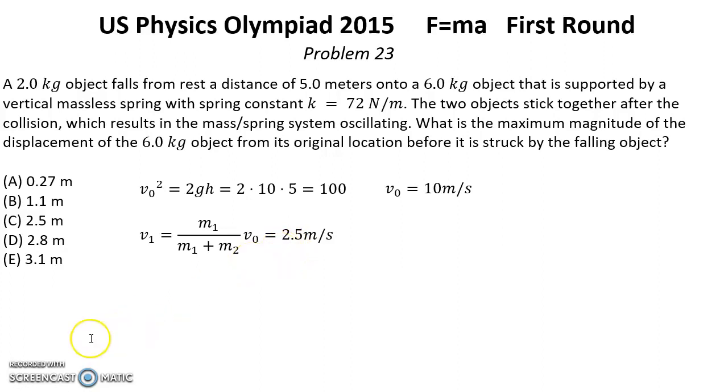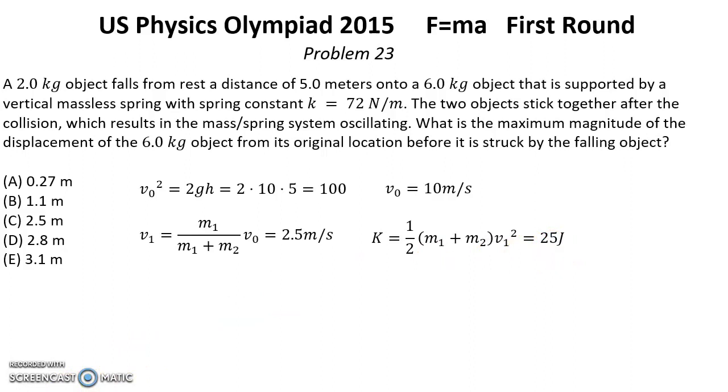Next step, we can use energy conservation. So we have kinetic energy of two objects, which we can count, and it's turning to potential energy of these objects in the lowest point when they stop. So their kinetic energy equals 1/2 (m1 + m2) v1 squared, which is 25 joules.